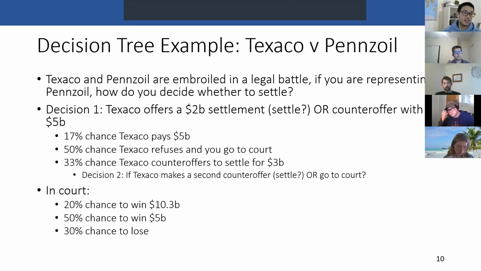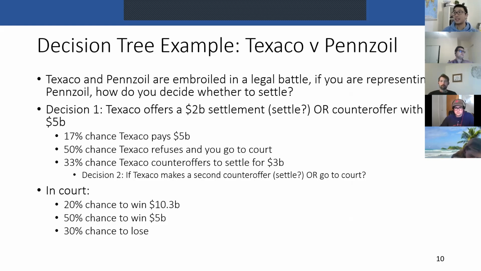Let's say you've got a 17% chance that they're going to pay that $5 billion. There's a 50% chance that they're going to refuse and go to court. And then there's a 33% chance that Texaco counteroffers to settle for $3 billion.